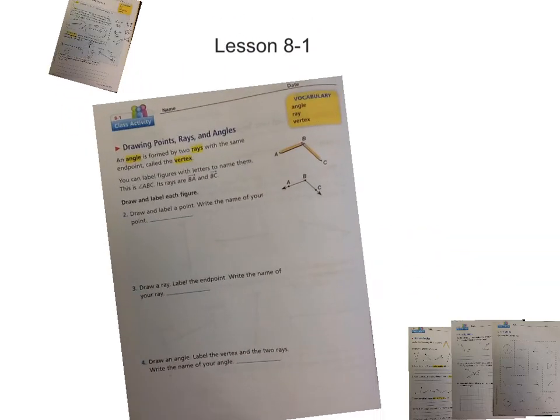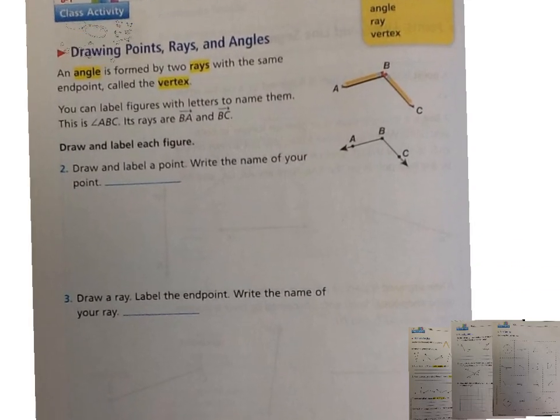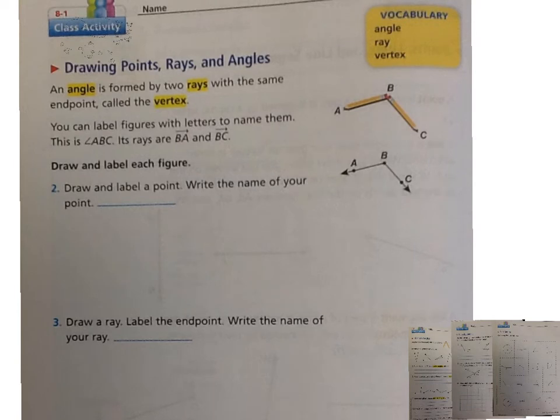I like to fly through these pages. All right, if you're drawing points, rays, and angles, an angle is formed by two rays. Well, we really didn't talk about rays, but let's talk about rays right now. Not sure if I missed a page in there or why it just jumped right to rays, and no, I didn't.